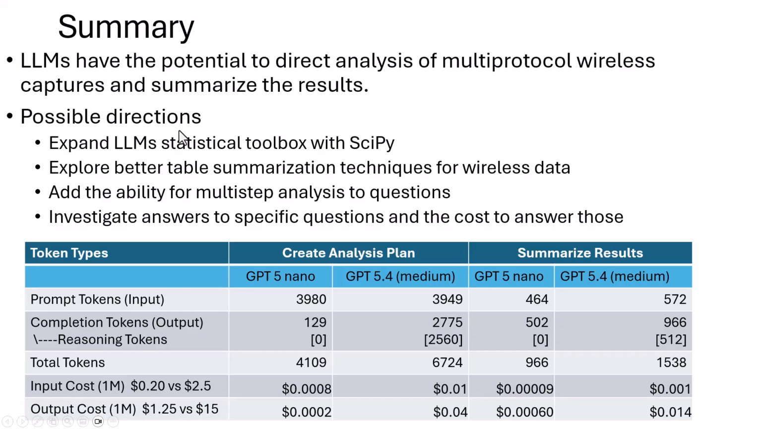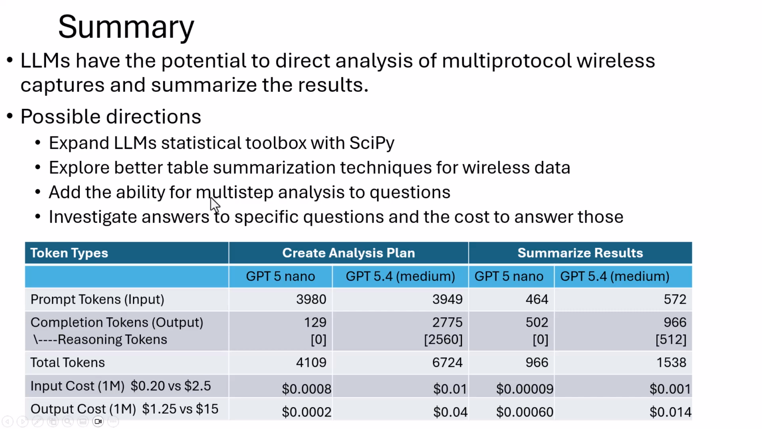So, kind of summarizing the script, I think the script shows with the models, in this example, that there is potential for the direct analysis of multi-protocol wireless captures and being able to summarize it. There are some interesting directions for taking this type of analysis in the script as far as expanding the statistical capabilities. Right now, the statistical capabilities are very limited. Also, what's the best way to summarize the table information of all that packet data to send up to the large language model? So that's another interesting question.